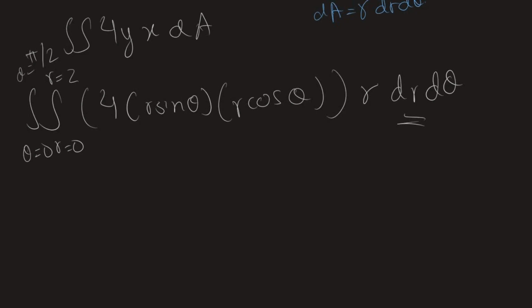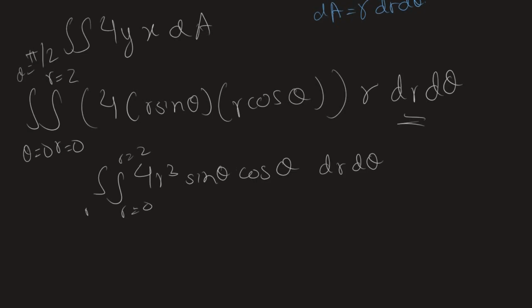Now that we have set up our integral, the rest is pretty easy to do. We're going to multiply this r with this function, so we are left with 4r cubed sine theta cosine theta, and then we have dr d theta, and again the limits stay the same.